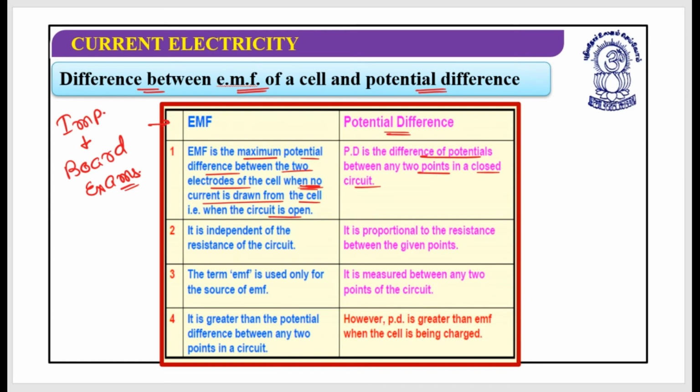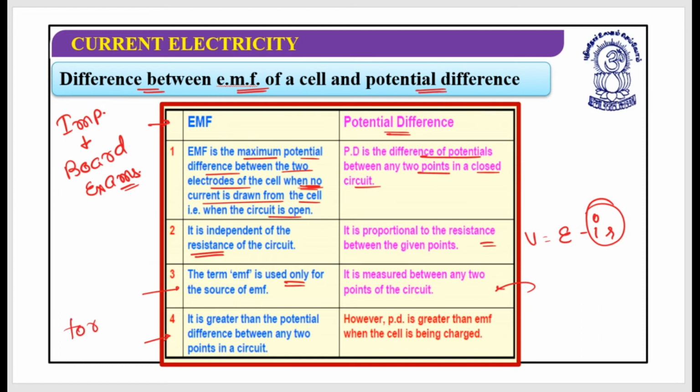Second, EMF is independent of the resistance of the circuit, but potential difference is proportional to the resistance because V equals E minus IR, and it depends on this. The term EMF is used only for the source of EMF, and potential difference is measured between any 2 points of the circuit. EMF is greater than the potential difference between any 2 points in the circuit.